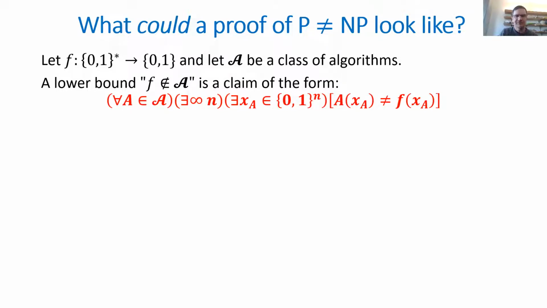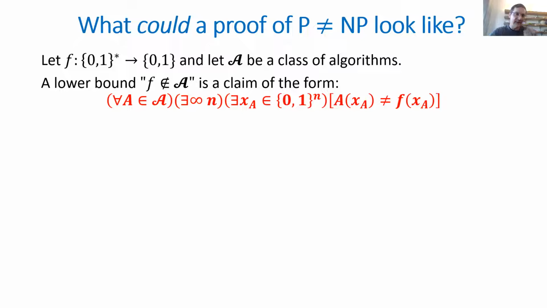Okay, so let f be a function from bit strings to bit, and let fancy A be a class of algorithms. Okay, so a lower bound that f is not in this A is a claim of the following form. For every algorithm in that class, there are infinitely many n, and there are bad inputs x sub A of length n, so that the algorithm A differs from f on that input x sub A. Okay, so for every A, someone has to respond with a bad input x sub A that confounds A. In fact, we should construct infinitely many such bad x sub A's, because if there were only finitely many, they could be hard-coded into a larger but still finite algorithm.